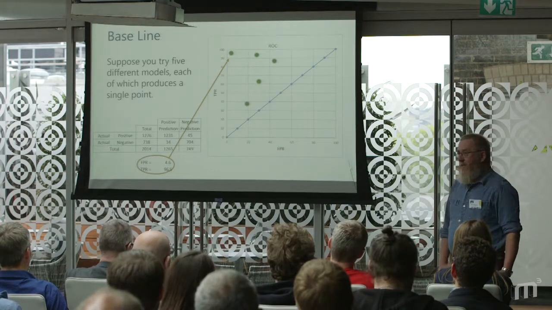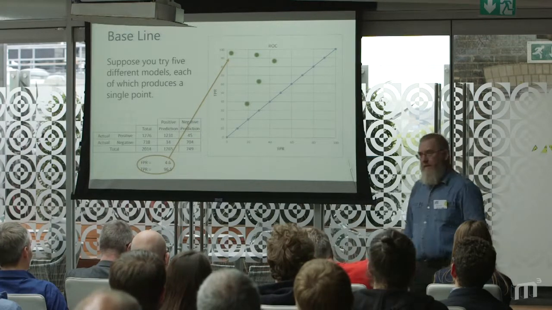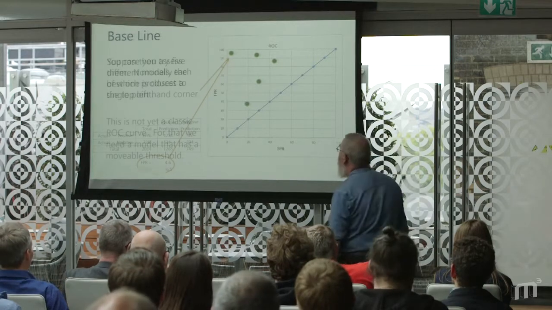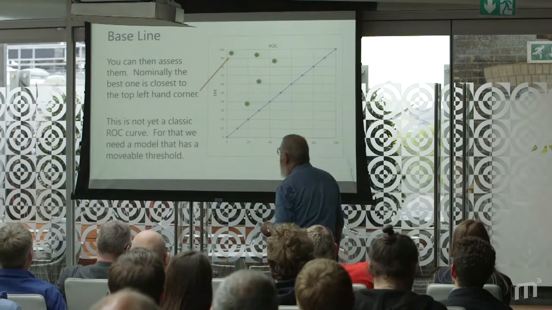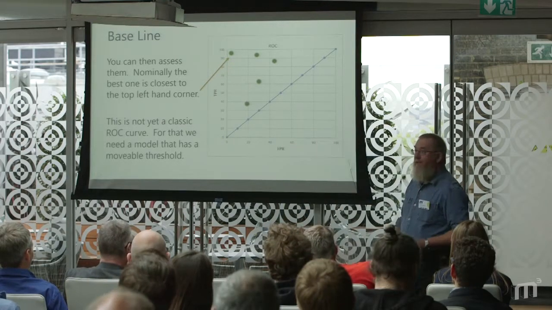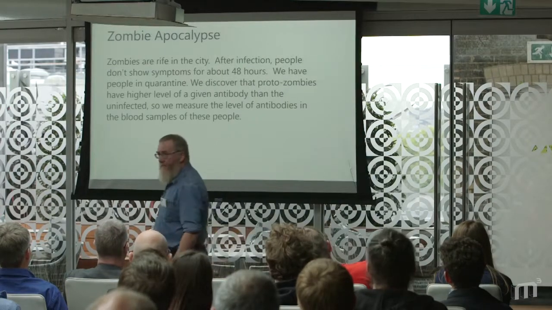You'll notice that these are still not curves. These are just splats on a graph. So you are beginning to feel significantly misled at this point, because there's no curve. Where's the curve? Okay, this is not yet a classic ROC curve, but it is finally about to appear, because there is a zombie apocalypse.